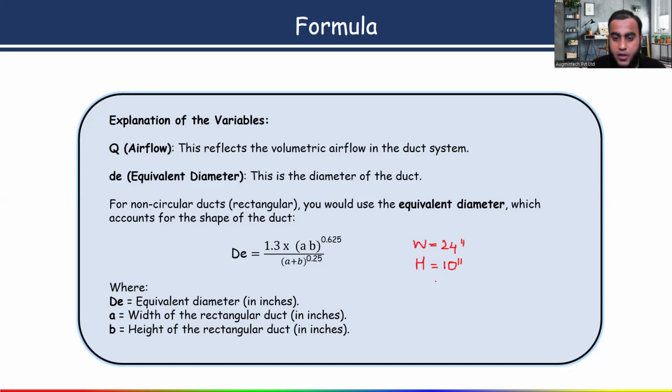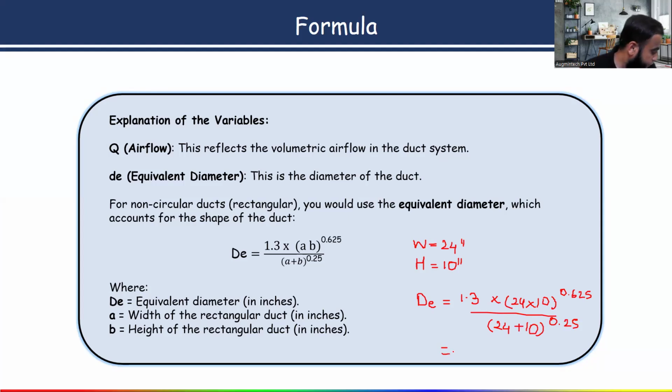Just let's say, if I tell you to convert it into equivalent diameter, the formula is what? As I told you, small a in this formula is the width of the rectangular duct, and B is the height. So when you substitute, DE is equal to 1.3 × (24 × 10)^0.625, then divided by (A is 24, B is 10) to the power 0.25. So can anyone tell me the value, how much we have got for this case?